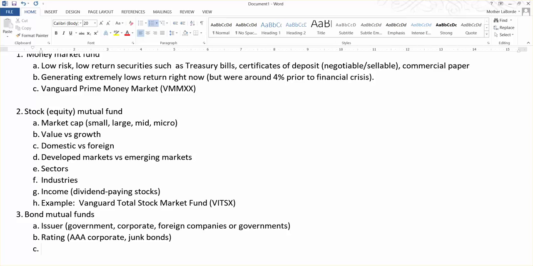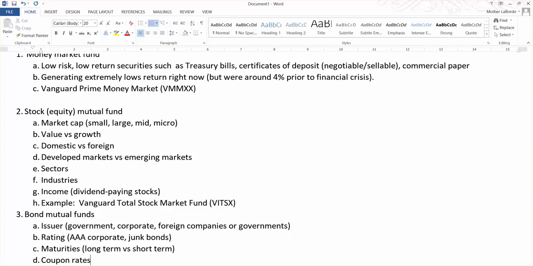There are bond mutual funds that segregate based on the maturity of the bond investment. So that would be long term versus short term. They might invest only in bonds that have 5 years or less until they mature, or they might invest in bonds that have a minimum of 10 years left until they mature.